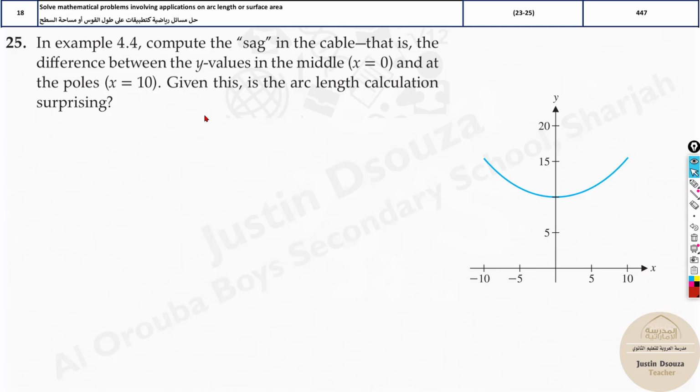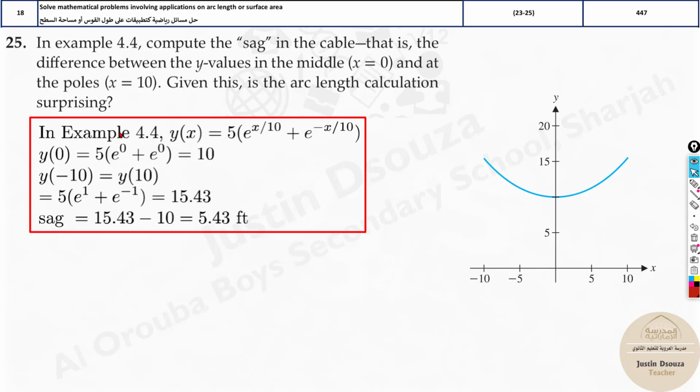Now, if you remember the equation, we need to refer to the 4.4 question. So this was the equation given. We had solved it, we derived this. So to find the sag, let's find the value at x equal to 0 for this particular equation. Instead of y of x, I'll write f of x. f of 0, what is it? So what was the equation? It was 5 times e to the power x by 10 plus e to the power minus 0 by 10. Now you just put this in the calculator and you will get the answer.